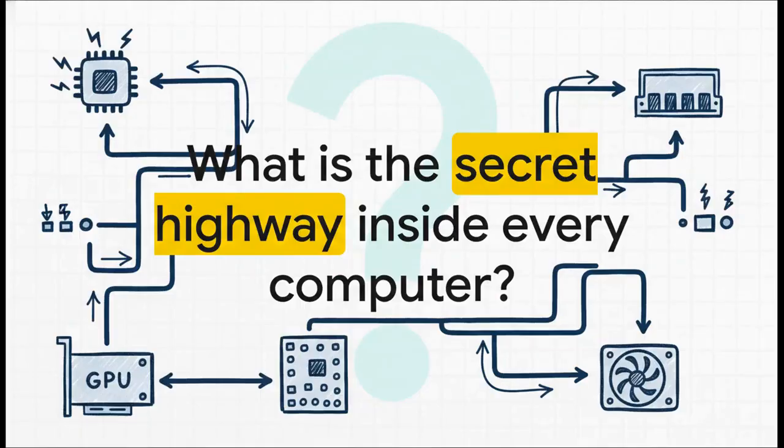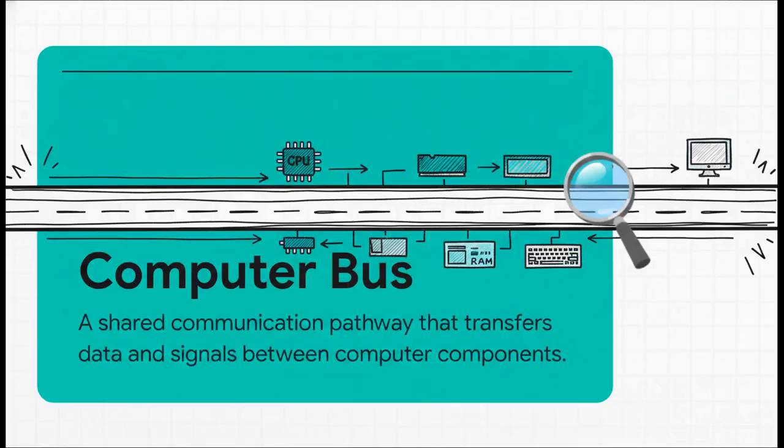So what exactly is this secret highway that literally every single computer depends on? We know it connects the brain, the CPU, to the memory and everything else, but how does it actually pull it off? Well, that highway is the computer bus. At its core, it's a shared communication channel, basically a collection of wires that lets all the different parts of your computer, your CPU, your memory, even your keyboard and mouse, talk to each other by sending data and signals back and forth.